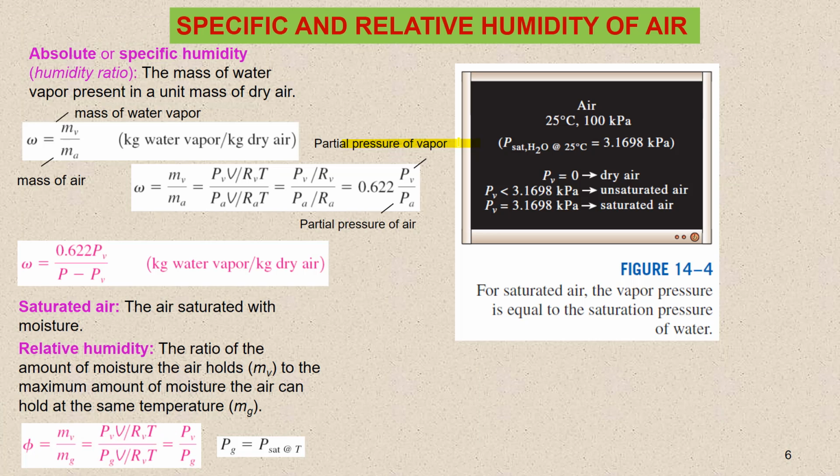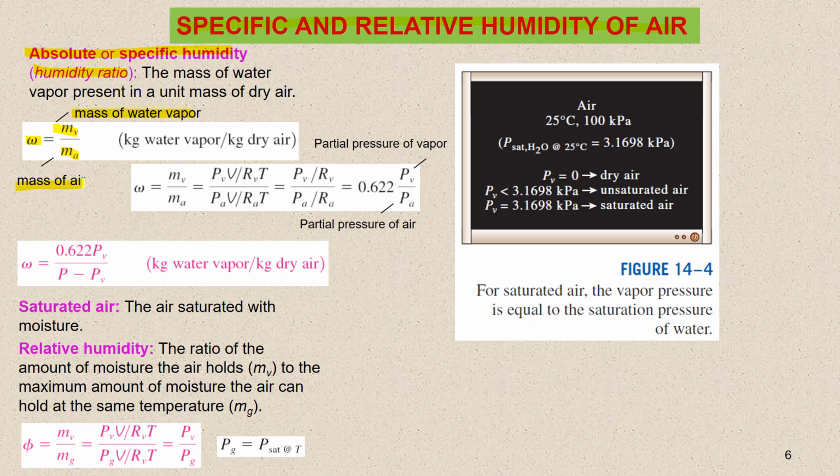Now let's look at specific and relative humidity. The amount of water vapor in the air can be specified in various ways. Probably the most logical way is to specify directly the mass of water vapor present in a unit mass of dry air. This is called the absolute or specific humidity, also called the humidity ratio, and this is denoted by the sign omega, where omega is equal to m sub v divided by m sub a, where m sub v is the mass of water vapor and m sub a is the mass of air.